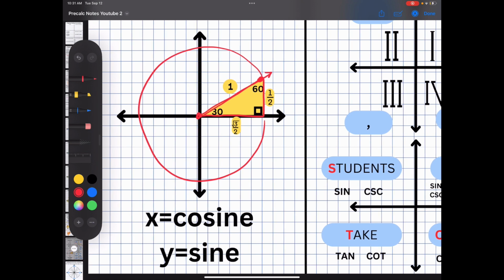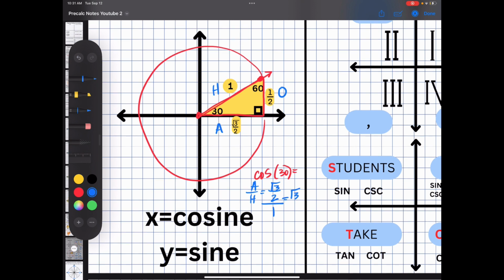And so let's say, for example, this is where I am, and I want to find the cosine of 30 degrees. Well, I would need to label all of my triangles first as opposite, adjacent, and hypotenuse. And I know that cosine is adjacent over the hypotenuse. So the adjacent is radical 3 over 2, and the hypotenuse is 1. So radical 3 over 2 divided by 1 is still radical 3 over 2, which, if you notice, is simply the a value or the x value.